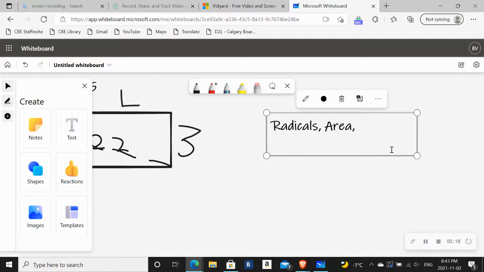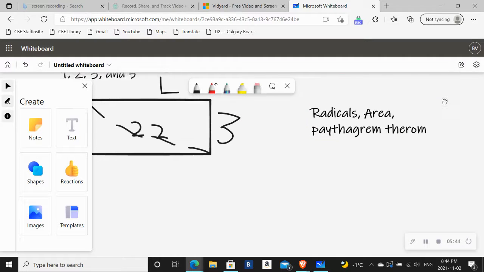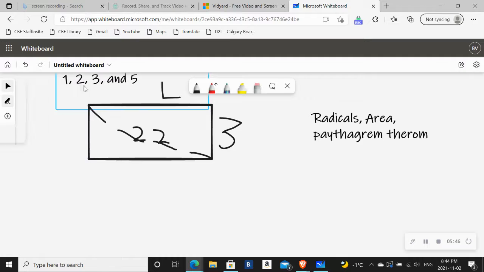And we are going to also be using the Pythagorean theorem. I don't know how to say it, spell it. I'm illiterate. Whatever. Pythagorean theorem. You know what I mean.